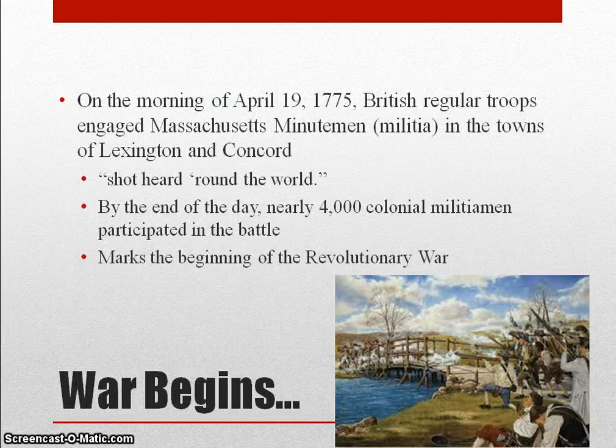The war begins on the morning of April 19, 1775, when your British regular troops engage Massachusetts Minutemen, or the militia, at Lexington and Concord. It's called the Shot Heard Round the World. By the end of the day, 4,000 colonial militiamen participated in the battle. This marks the beginning of the Revolutionary War.